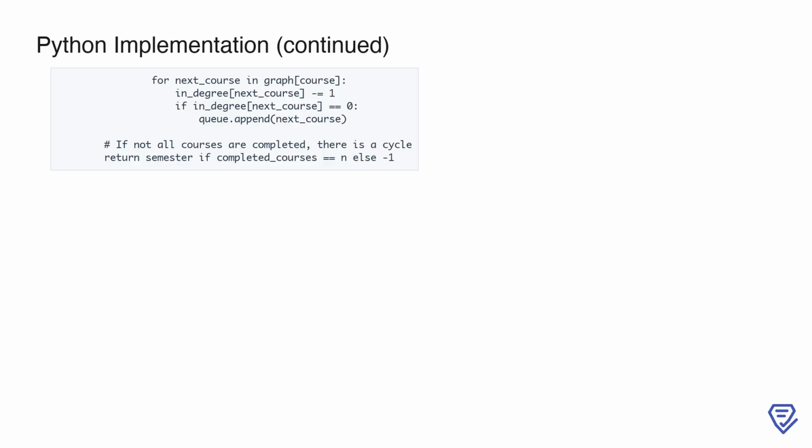Once the queue is empty, meaning all possible courses have been processed, we check if the number of completed_courses matches n, the total number of courses. If they are equal, it means we successfully completed all courses and return the semester count. However, if completed_courses is less than n, it indicates the presence of a cycle in the graph, making it impossible to complete all courses. In this case, we return -1 as the result.